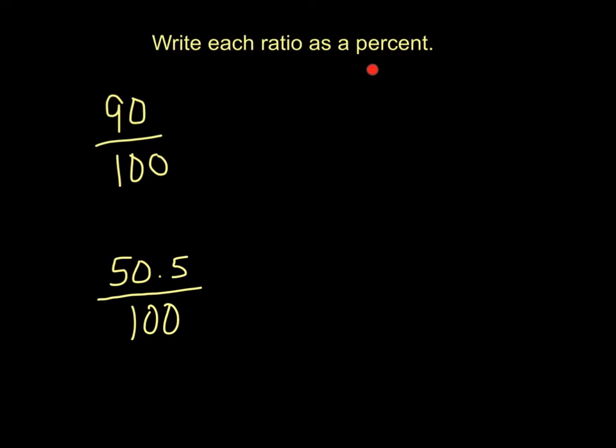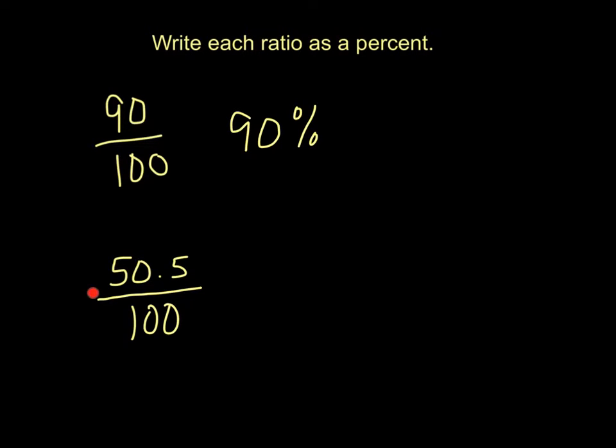When I want to write a ratio as a percent, first thing I need to do is check to see what my denominator is at. So in this one right here, my denominator is already at 100. And remember, percent means out of 100. So this one right here is 90 out of 100. So to write that, I just do 90%. And you can do percent sign like that.